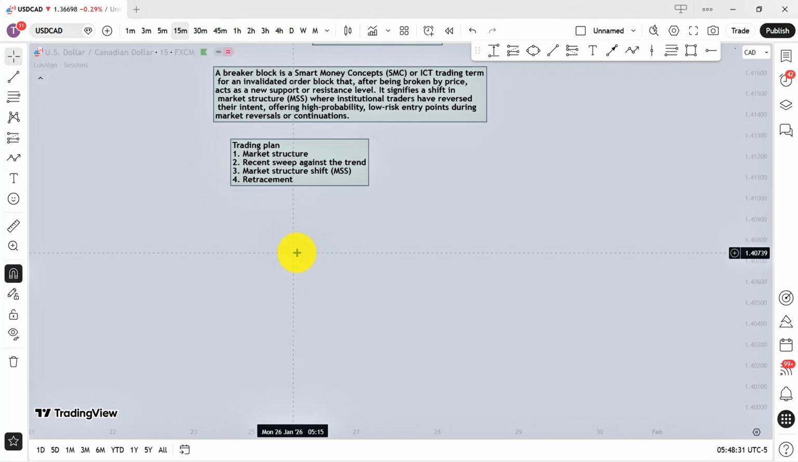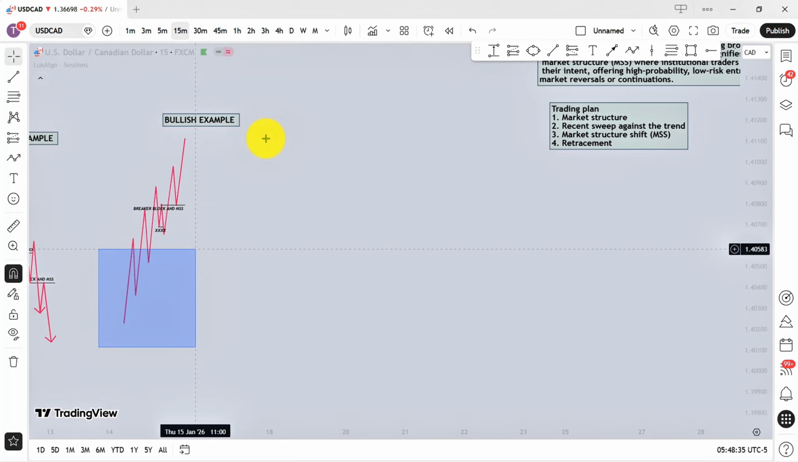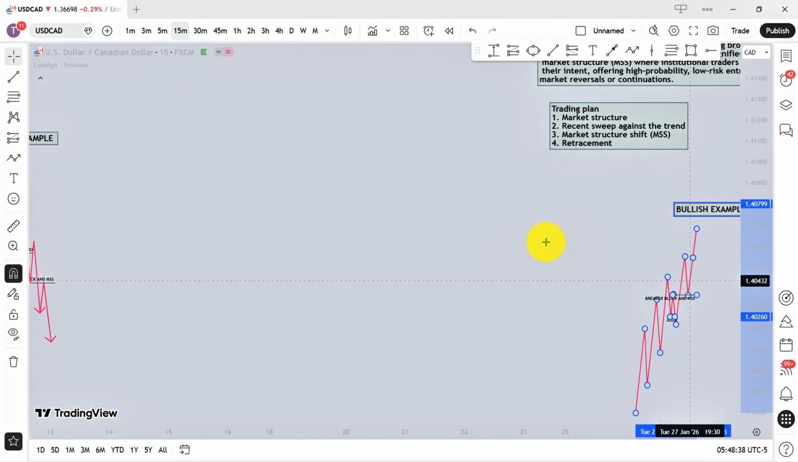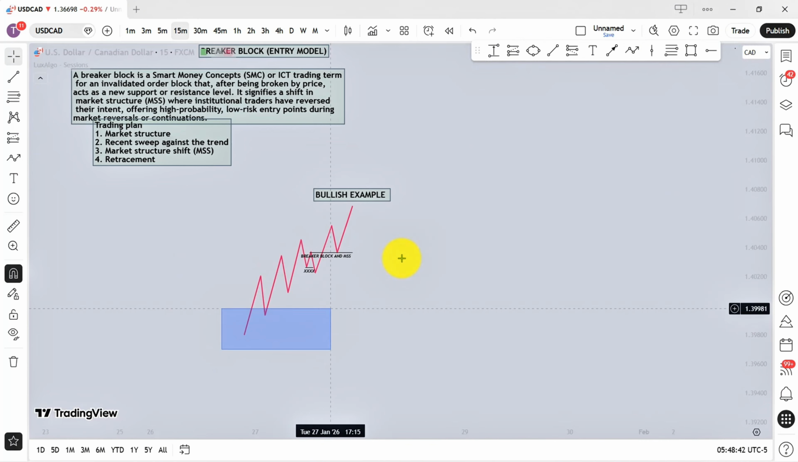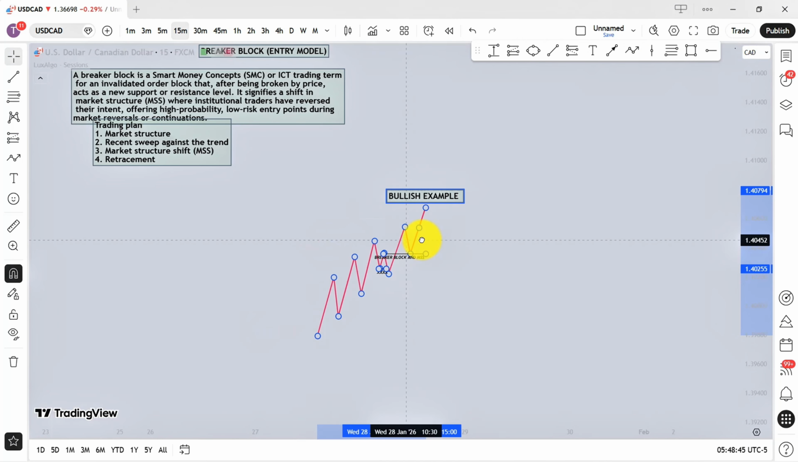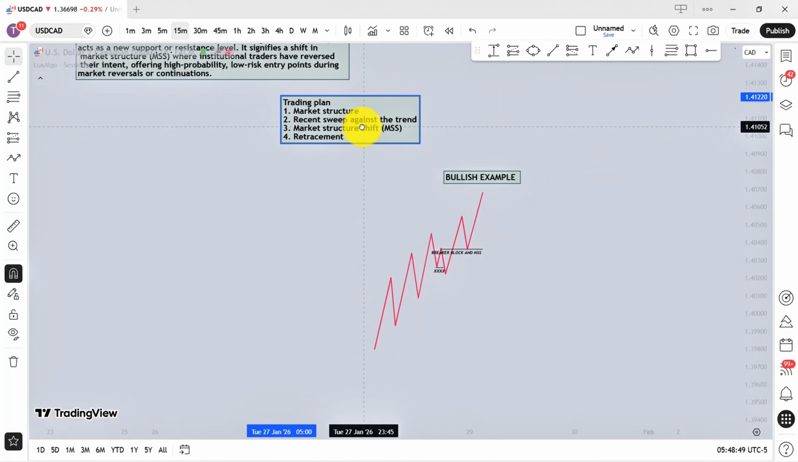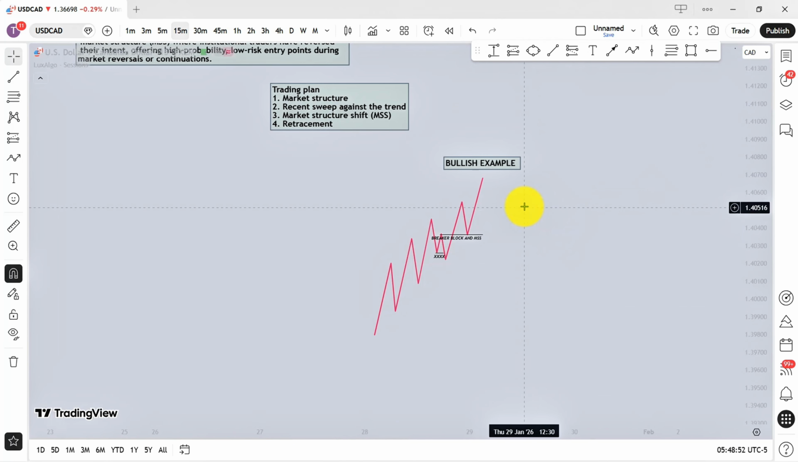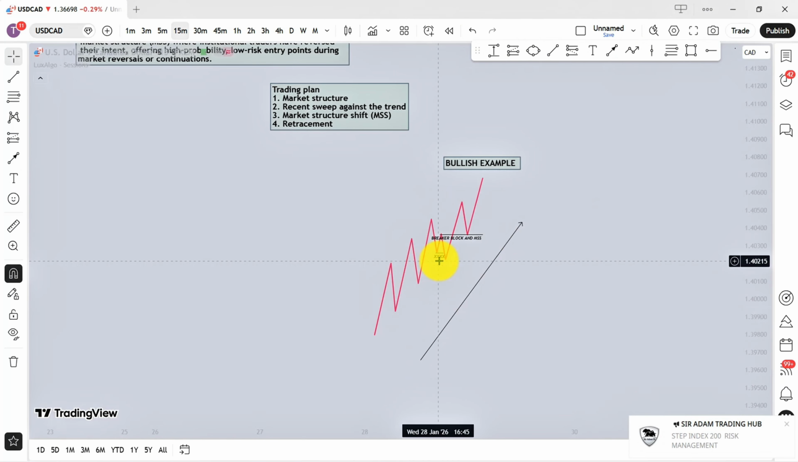So how does a breaker block even look? Let's start with the bullish breaker block. What does it look like? If you are trading a bullish breaker block, it is going to look something like this. First thing about a bullish breaker block is the market structure. Clearly you can see that this market has an uptrend movement, and not just that, we have this high, we have this low.